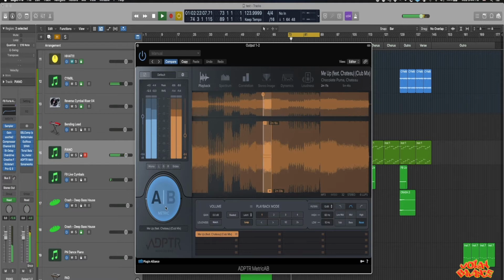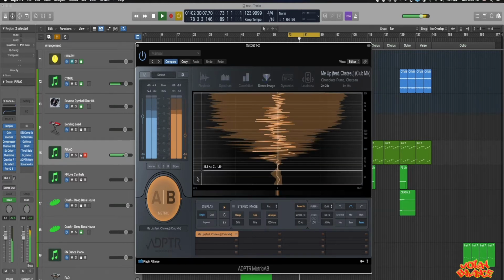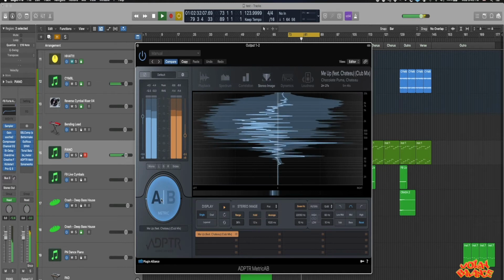Okay? Now check out the reference. Naturally, the reference has a lot more oomph, but again, I've not done my distortions, I've not done my strategic EQing, I've not moved things out of the way, I've not compressed, I've not done anything.